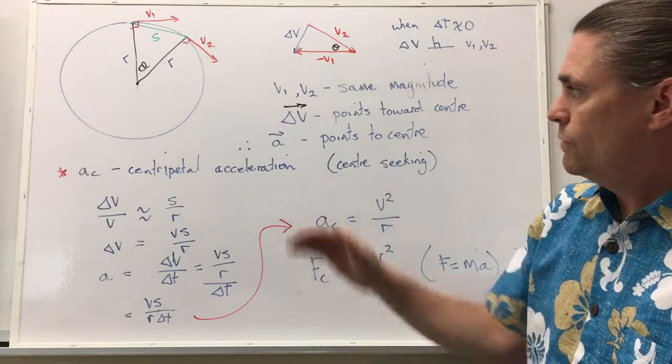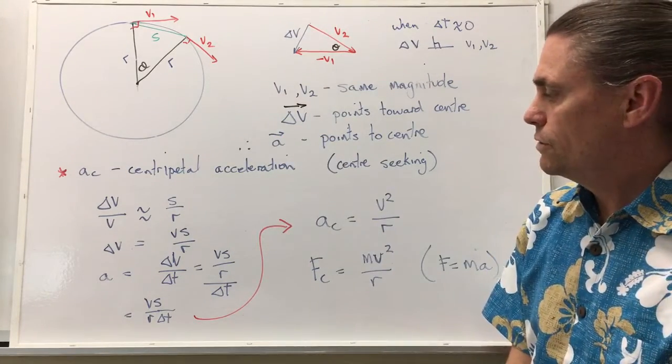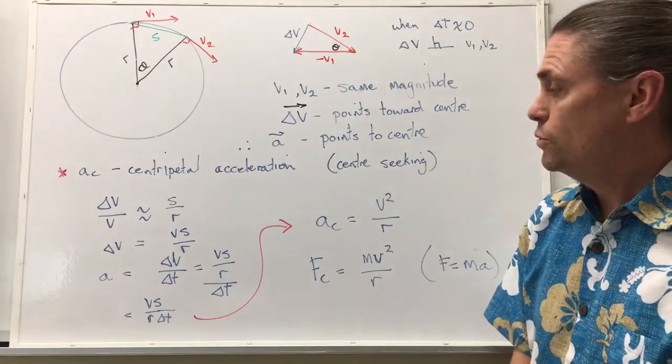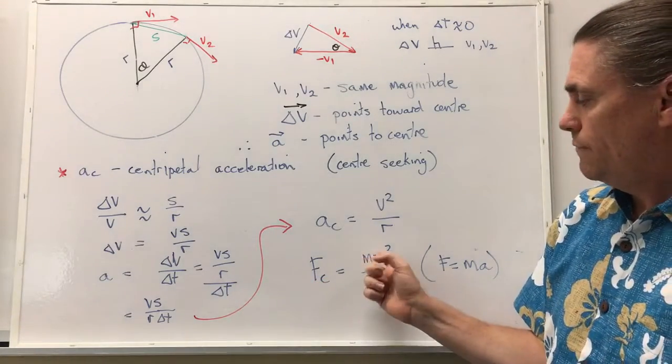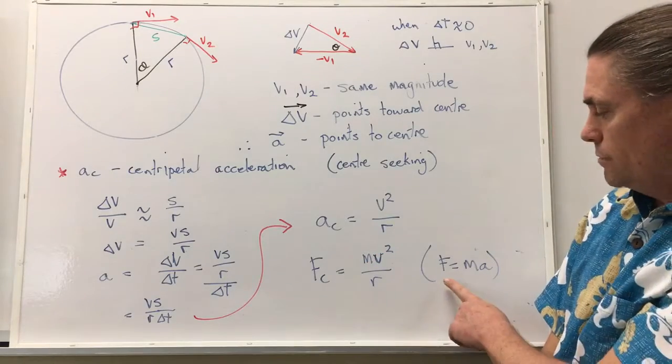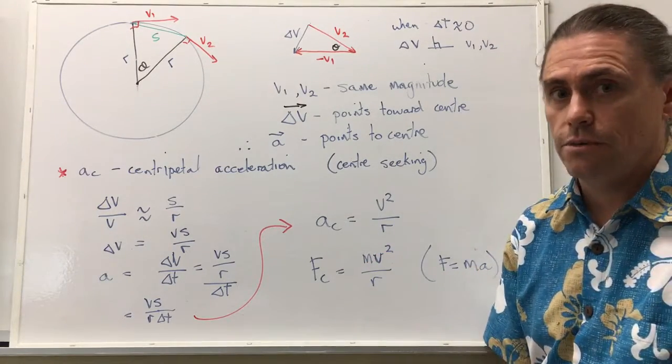And similarly, if we've got acceleration toward the centre of the circle, that must be where our force is moving as well. So our force centripetally will be equal to mv squared over r, and that comes from our force is equal to mass times acceleration.